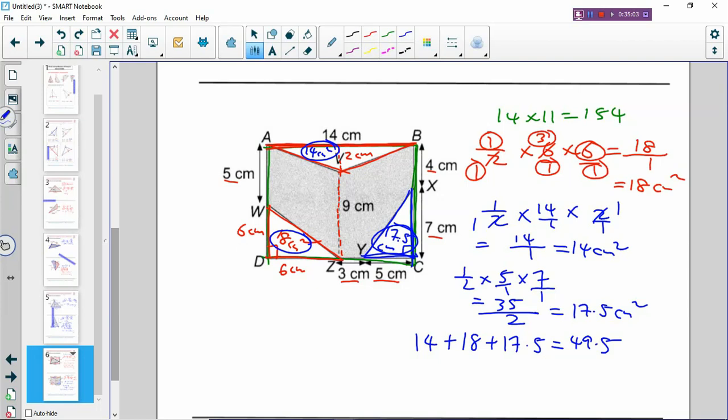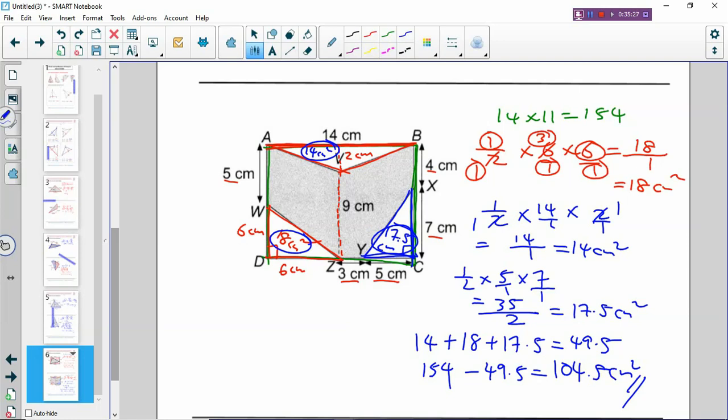So what do you do to get the shaded part? You take the whole area, which is 154, and you cut away those triangles you don't want. Cut away means you minus 49.5. And what is the shaded part that you want? So 154 minus 49.5, and your answer will be 104.5 cm square, which is the shaded part.